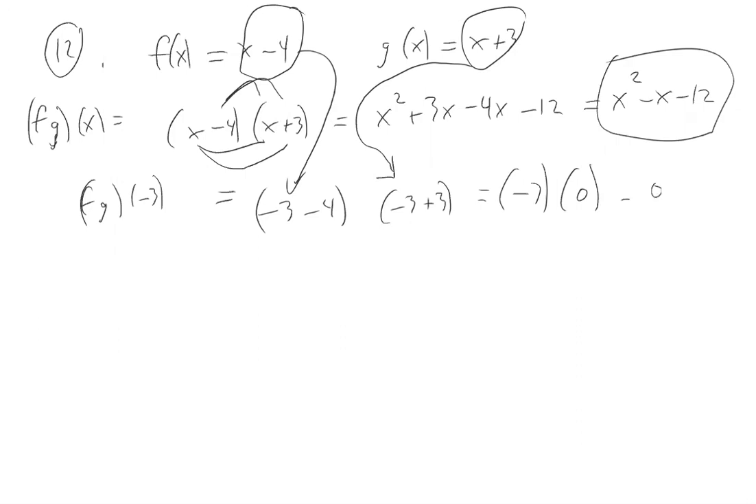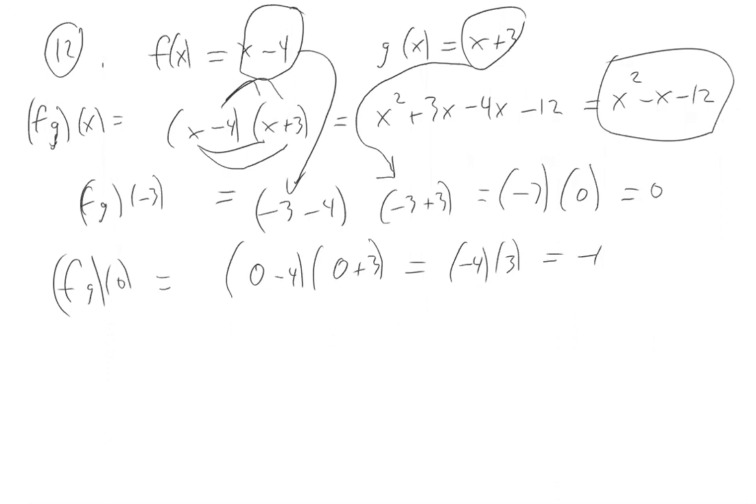0. Then let's try fg of 0. So fg of 0, the best way to do that is, okay, let's plug 0 into f of x, which is 0 minus 4. Plug 0 into g of x, which is 0 plus 3. And then you get negative 4 times positive 3, which equals negative 12. So that was not too bad. All right, let's try to do problem 13.